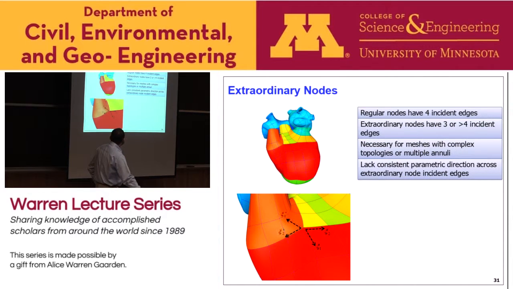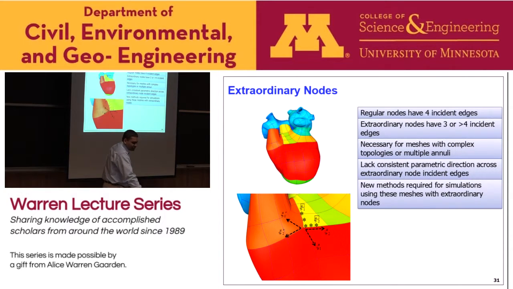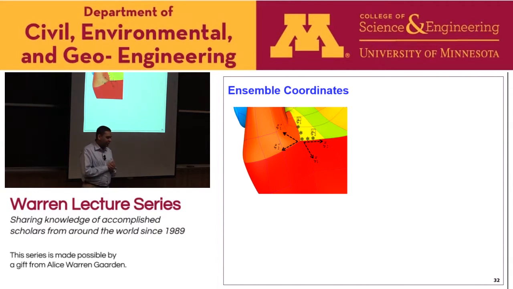So in this example where there are 5 elements coming together, there are 3 sort of parametric directions, the red, orange and yellow regions, and each of those have their own parametric coordinates. And if you want to enforce any sort of continuity at that particular node, you have to deal with these 3 parametric directions. So to deal with that, we came up with this new method called Ensemble Coordinates.